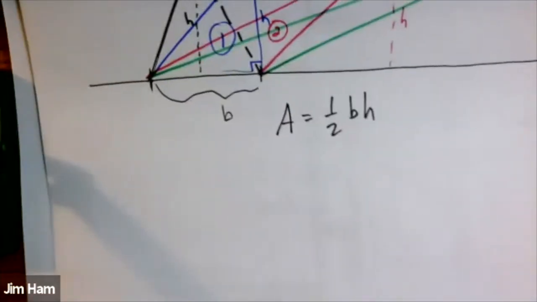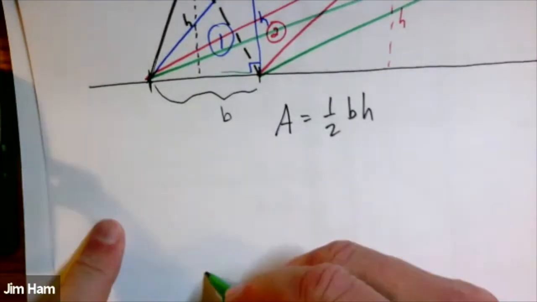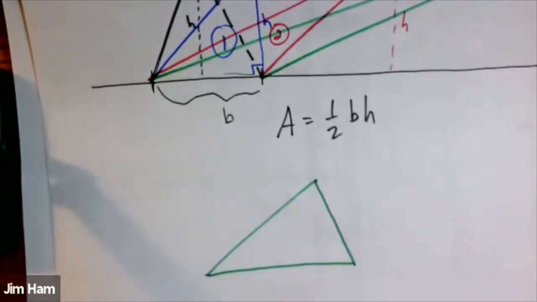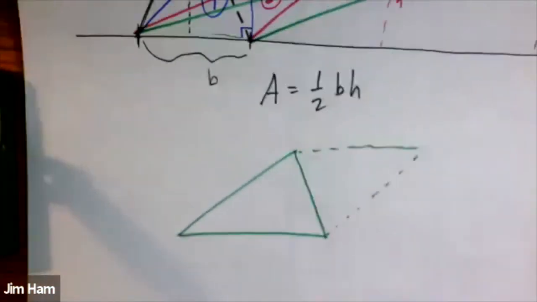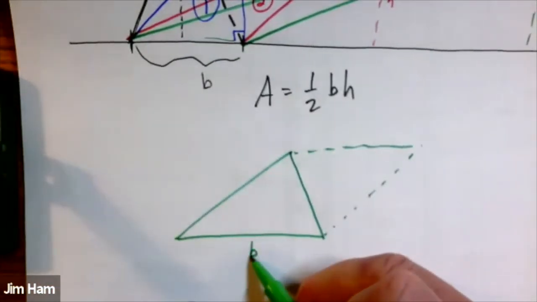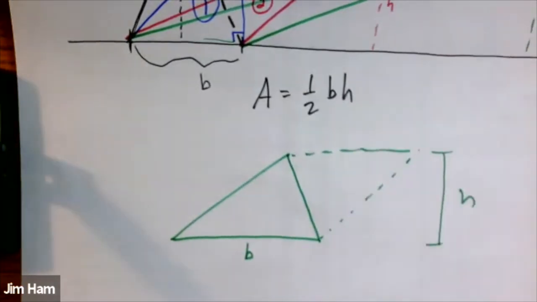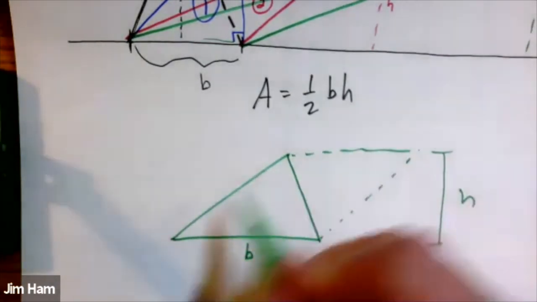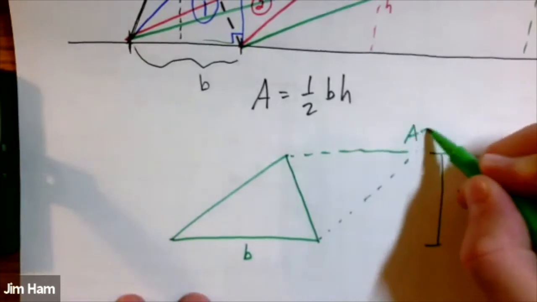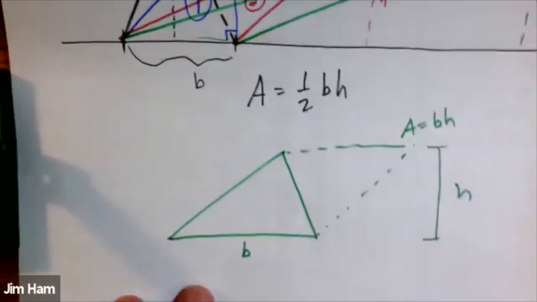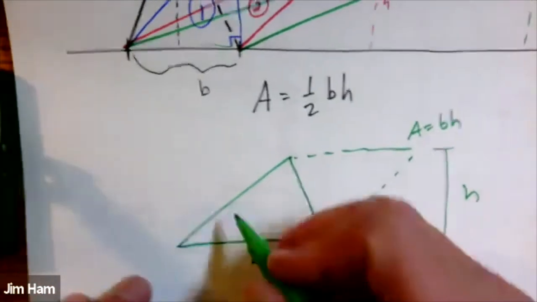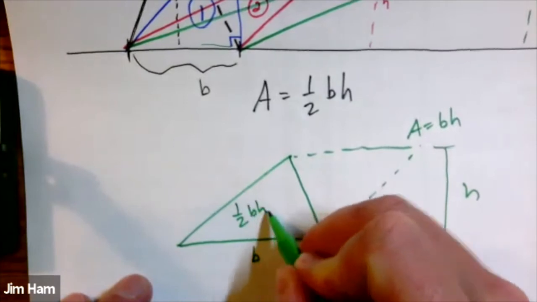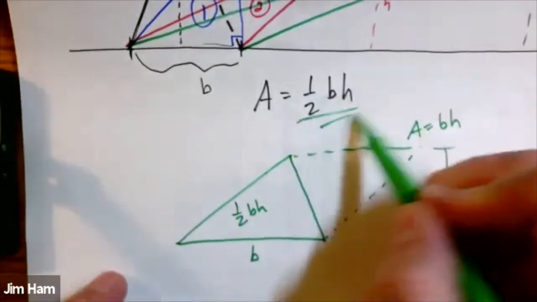And of course that comes from, if you have a triangle like this, you can form a parallelogram that looks like this. Here's your base, and here's your height. We know that the parallelogram has an area equal to the base times the height. And so this triangle is exactly half of the parallelogram. So the area of the triangle is 1/2 the base times the height. And that's where that formula comes from.